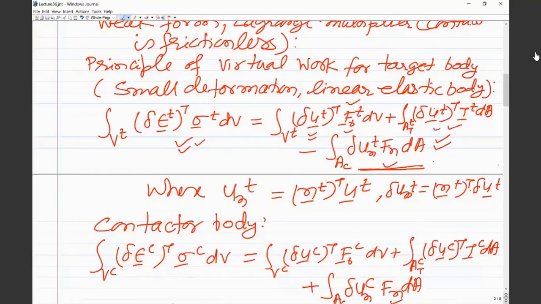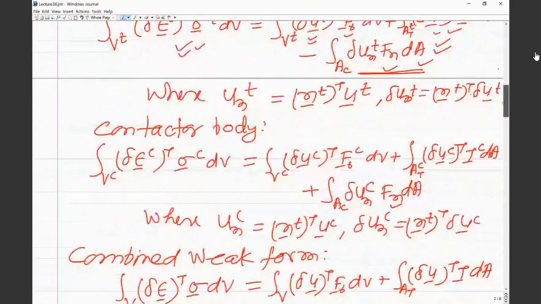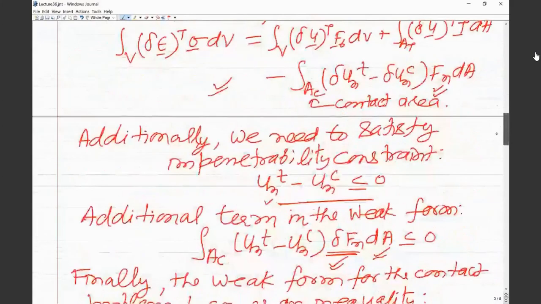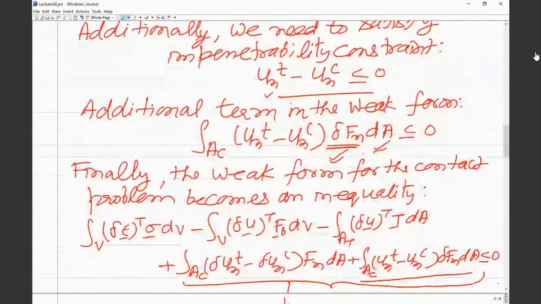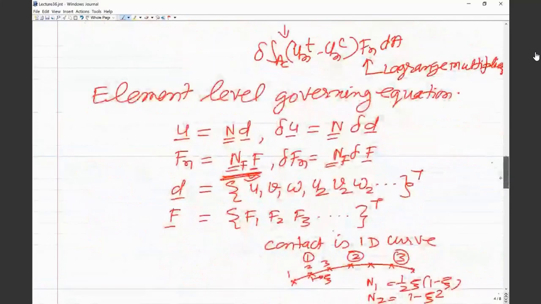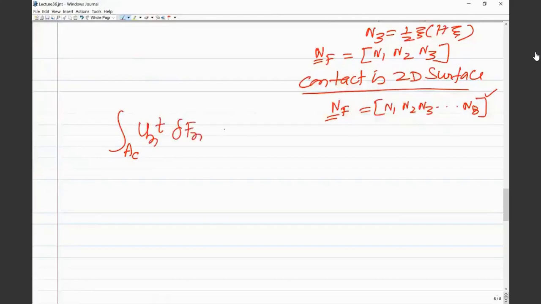So I will be concentrating on this term for the target body, and similarly this term for the contactor body. So for the target body separately, UNT delta FN, and for the contactor body minus UNC into delta FN. I'm going to discuss these terms separately in the finite element approximations. So let me talk about the first term: integration over the contact area, UNT into delta FN dA.